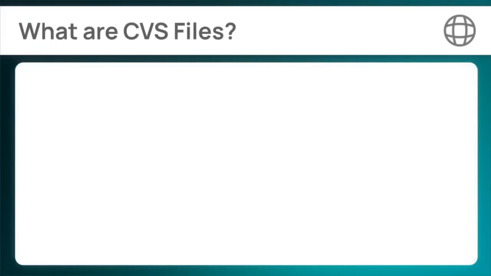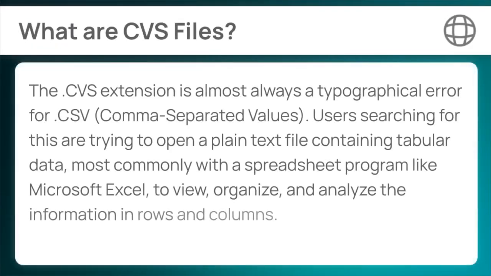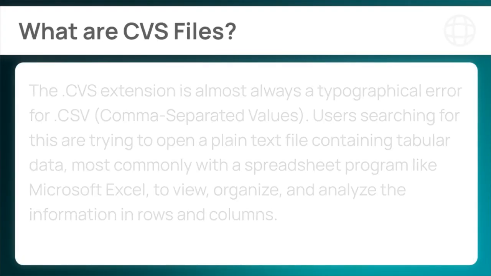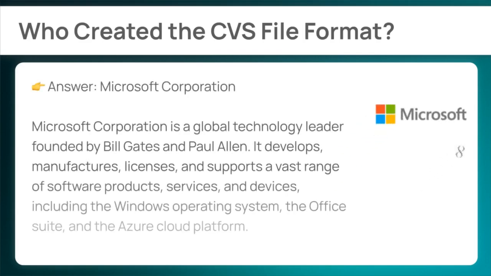The .cvs extension is almost always a typographical error for .csv, comma-separated values. Users searching for this are trying to open a plain text file containing tabular data, most commonly with a spreadsheet program like Microsoft Excel, to view, organize, and analyze the information in rows and columns.